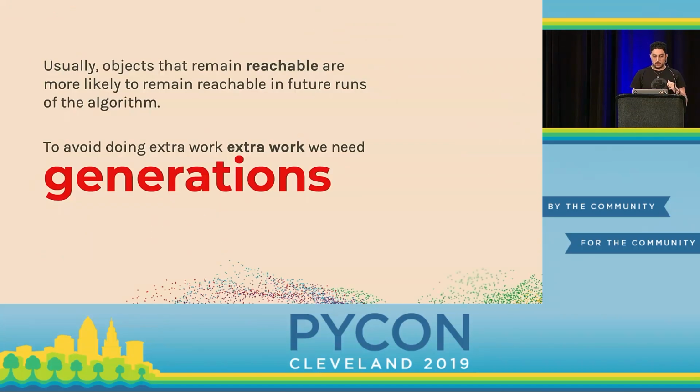So the idea is that the generational garbage collector is an optimization on top of this, based on the idea that objects that remain reachable after a run of the garbage collector, so the green ones in the algorithm that we saw before, will also remain reachable in future runs, because the older the objects are, the more likely they are to be used by the program.